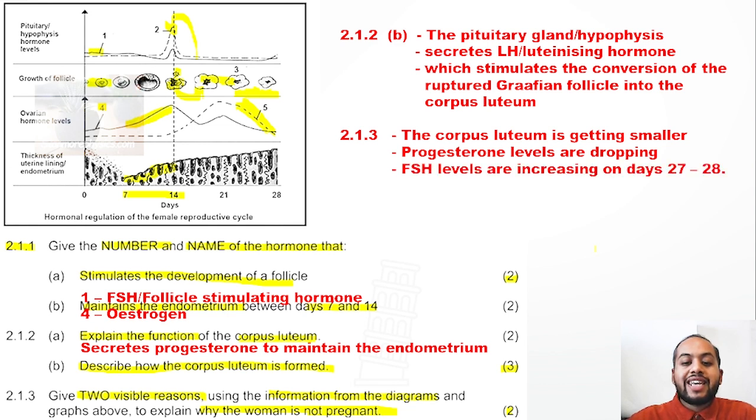You could also say that the FSH levels are increasing on days 27 to 28. If you look around day 28 and you look here, the FSH levels, it's starting to go up again. And that indicates to you that the woman is not pregnant, because if she was pregnant, you would have had high levels of progesterone, and that high levels of progesterone would have inhibited the pituitary gland from releasing FSH, and therefore the FSH hormones would have remained low.